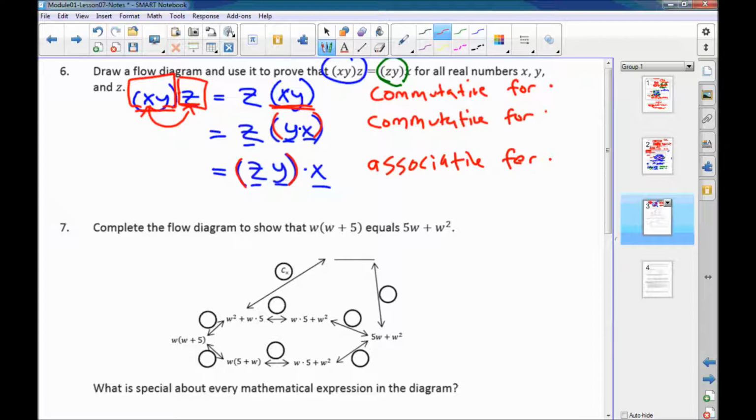That's moving the parentheses. The letters stayed in the same order, the parentheses moved. Notice up here, it was XYZ and then ZXY. So the letters were in different order. That's going to be commutative property.